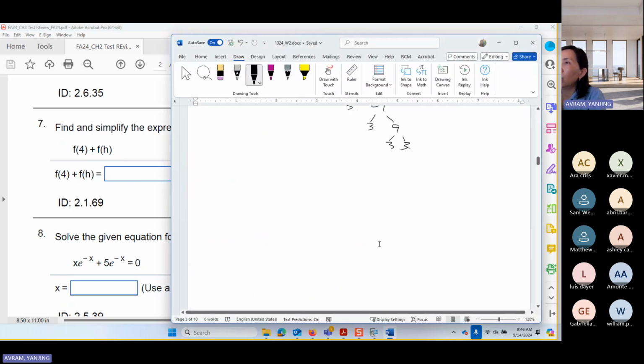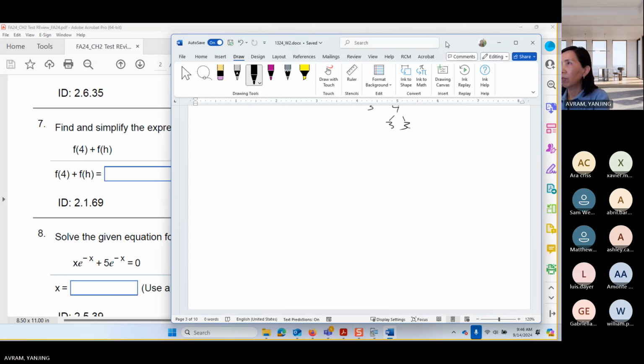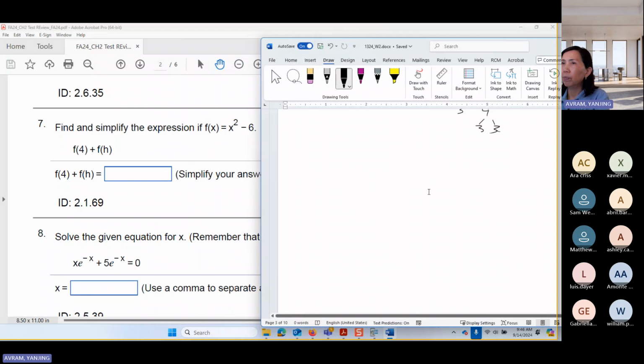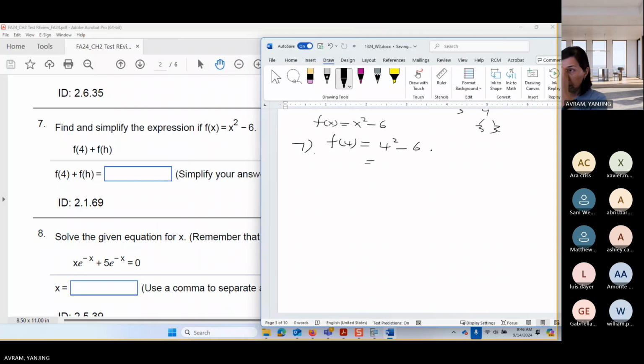Okay, so how do you do this one right here? Well, first you do the, so that's number 7. You do the f of 4, right? You have f of x equals x squared minus 6. So you calculate f of 4. So for f of 4, replace the x by 4. So that would be 4 squared minus 6. How much is that? That would be 10. Is that right?